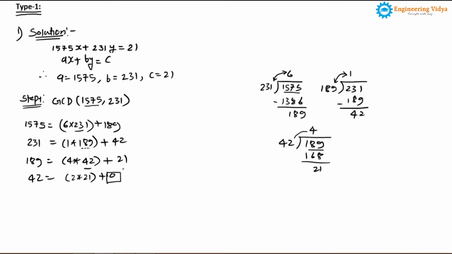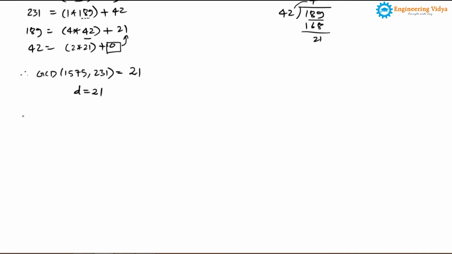I hope you know the steps. Once the remainder becomes 0, we take the remainder above the 0. Other than the remainder 0, whatever is the latest remainder will be considered the GCD. So we can say the GCD of 1575 and 231 has been calculated, and this is nothing but 21. We can consider it as d, because the GCD is represented by d. Hence we have calculated step 1, and after that we'll go to step 2.